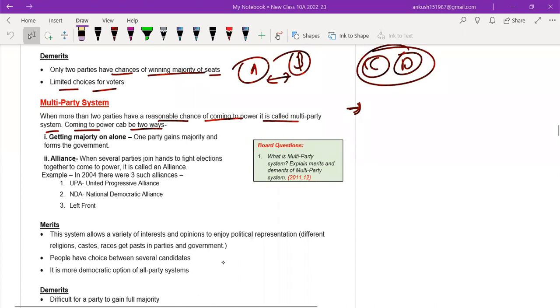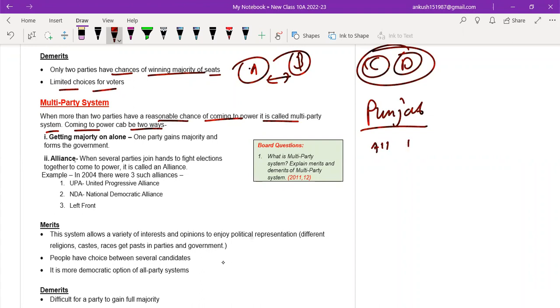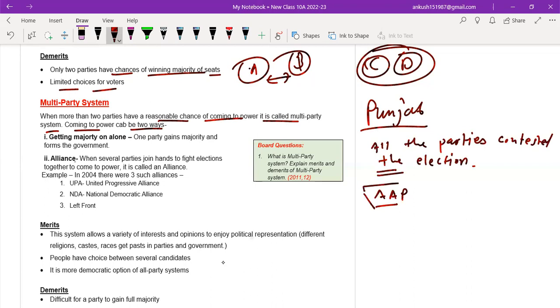See, in the last Vidhan Sabha elections, that means legislative assembly elections, I'm telling you about Punjab. In Punjab, all the parties contested the election. All the parties, those who are major parties, what did they do? All the parties contested the election. But Aam Aadmi Party grabbed the opportunity.